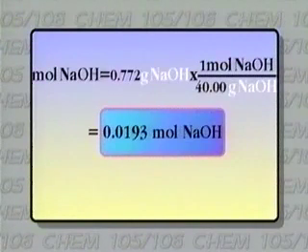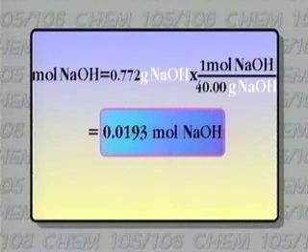Step number 2 is to find the number of moles of the unknown, which is phosphoric acid. So we're now going to ask, how many moles of phosphoric acid did we then have in the reaction? We have 0.0193 moles of NaOH multiplied by 1 mole of phosphoric acid per 3 moles of sodium hydroxide. So we see that moles of sodium hydroxide cancel, and we're ready to make our calculation.